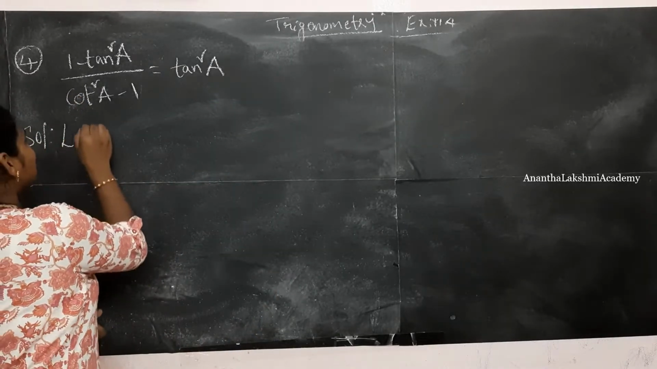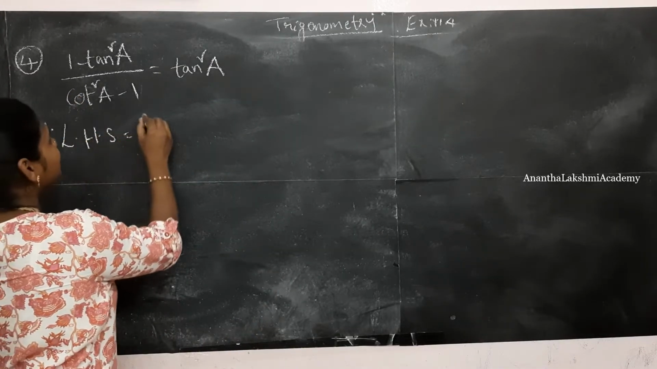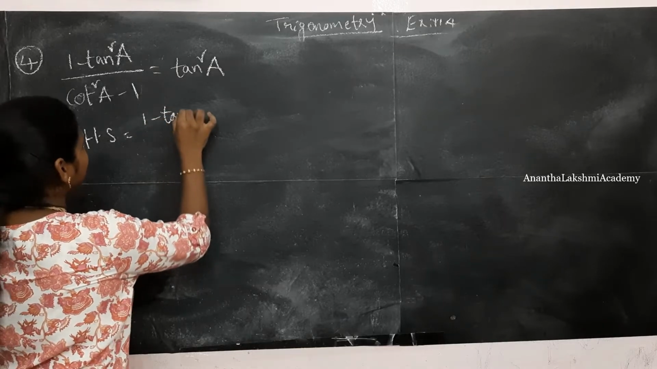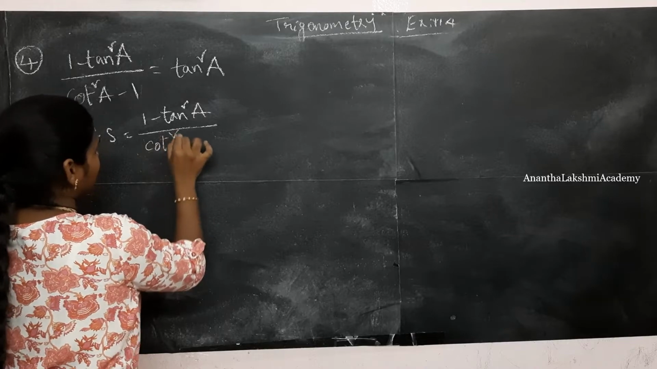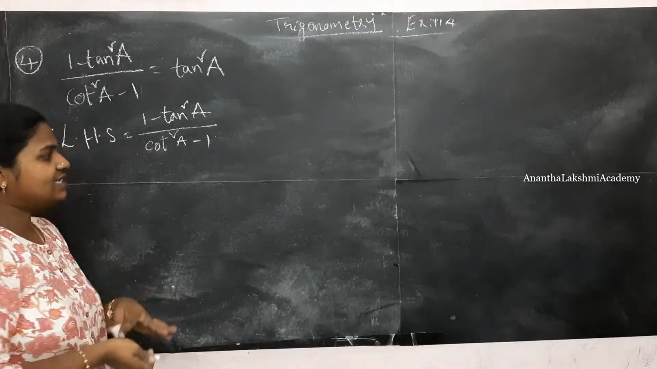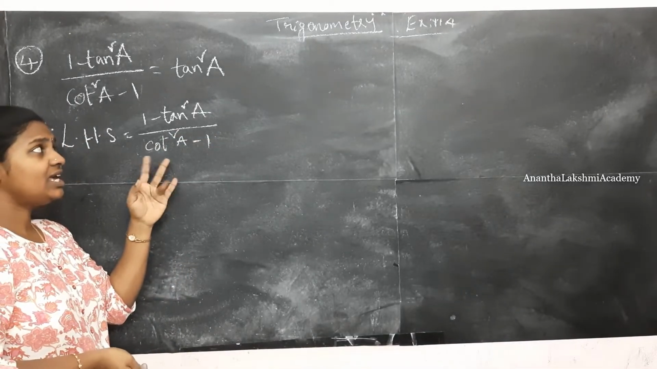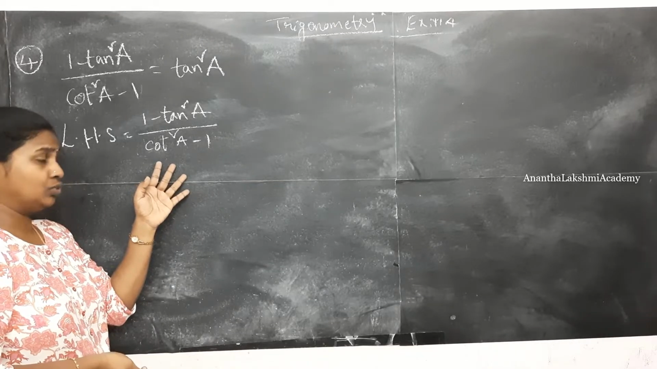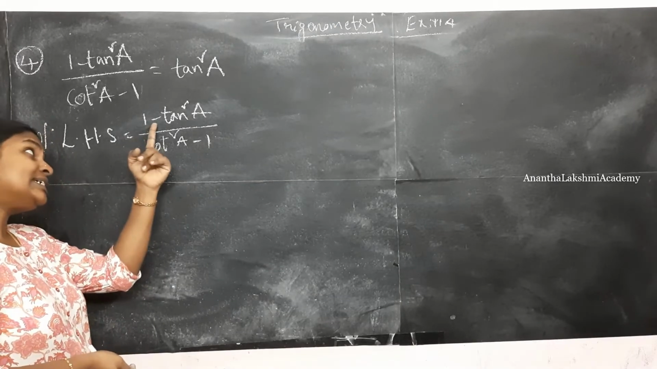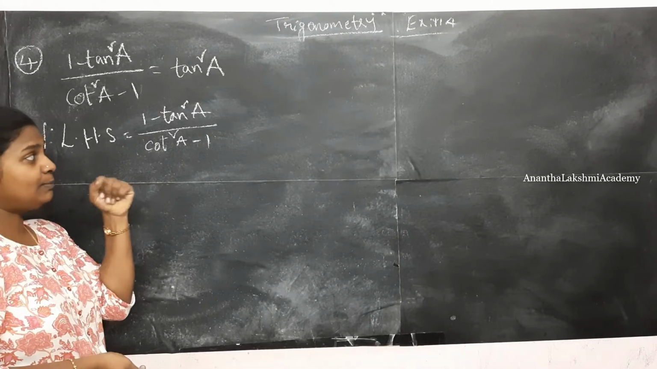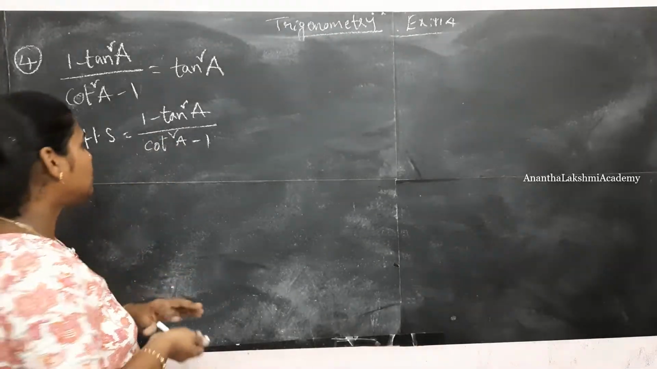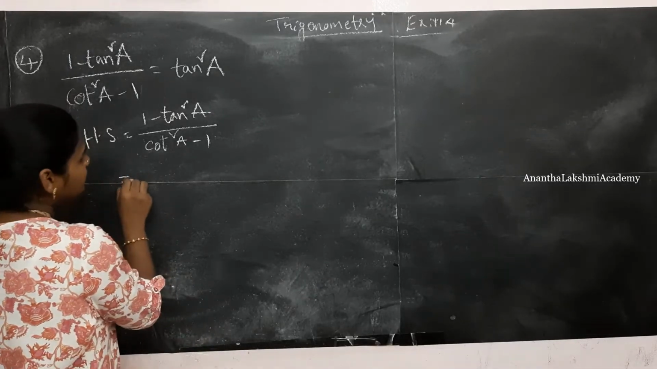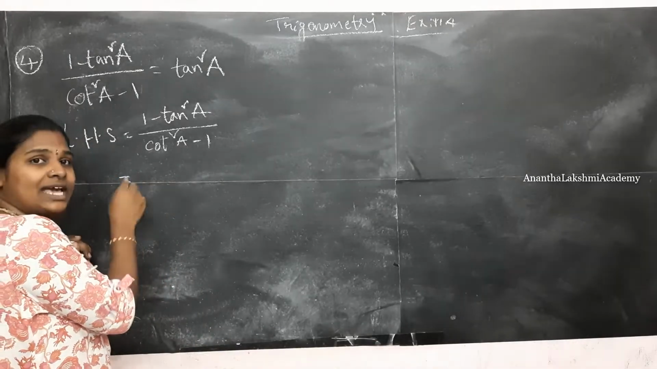So let us solve the LHS part first. (1 minus tan square A) by (cot square A minus 1). First thing we need to look for is, can we use any identities here? No, because 1 plus tan square A is sec square A and 1 plus cot square A is cosecant square A, right? So we cannot use trigonometric identities here. So how can we expand this?